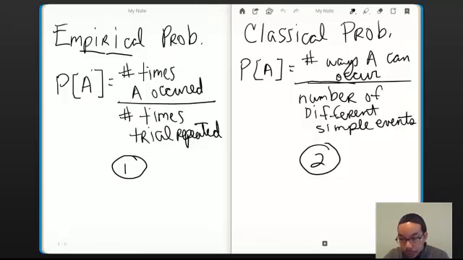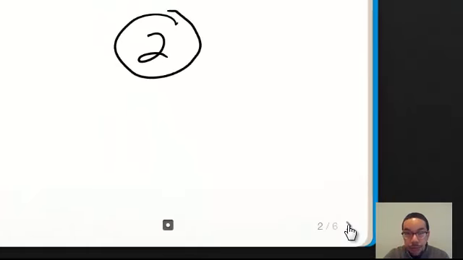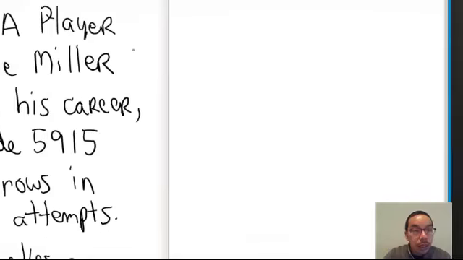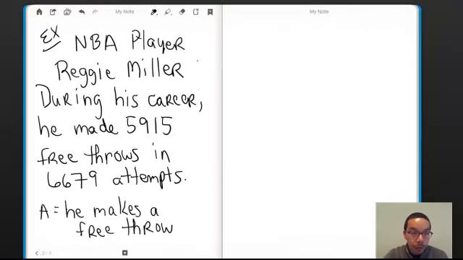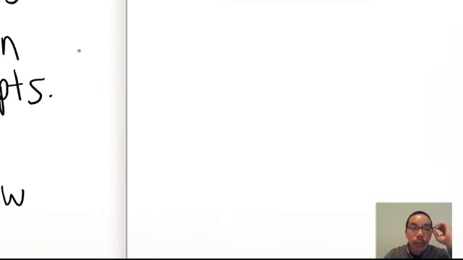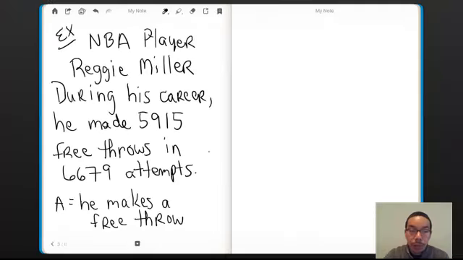So let's look at an example on the next page. Our example says NBA basketball player Reggie Miller was a great three-point shooter and a good free throw shooter as well. During his career, he made 5,915 free throws in 6,679 attempts. A is the event that he makes a free throw. The question is, what is the probability of event A? What is the probability that Reggie Miller makes a free throw? Let's solve this on the next page.